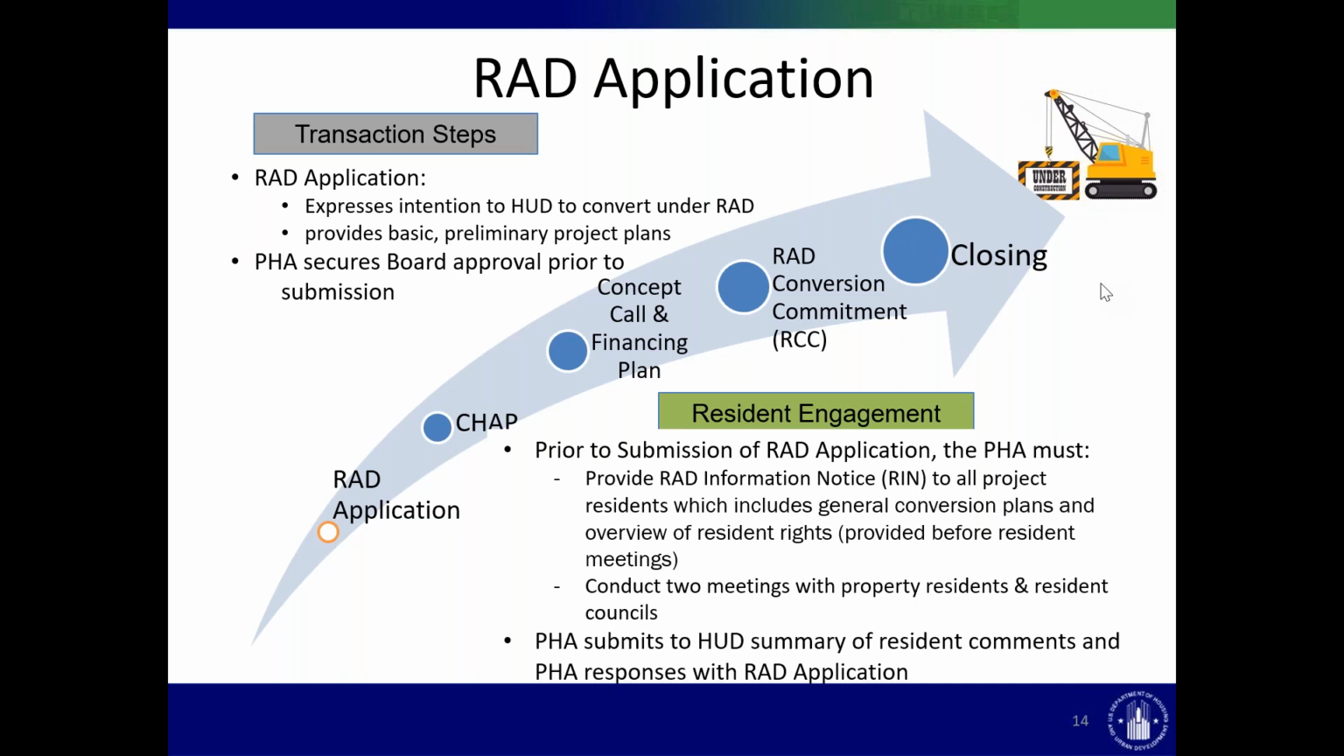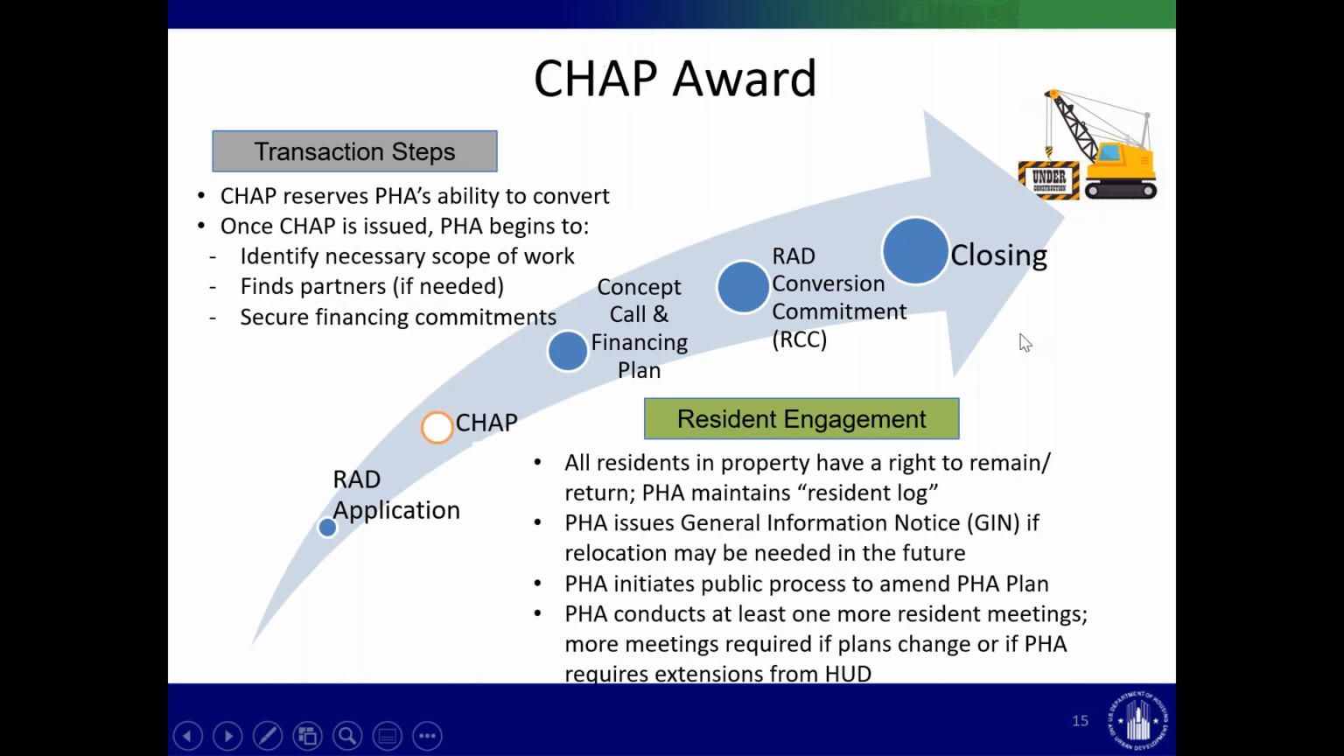Let's move on to the next step, CHAP award. After HUD reviews and approves an application, we issue a CHAP. The CHAP serves to reserve the PHA's ability to convert. Once the CHAP is issued, that's when the PHA begins to identify the necessary scope of work that the property may need, finds partners, again, if needed, and secures financing commitments, among other due diligence.